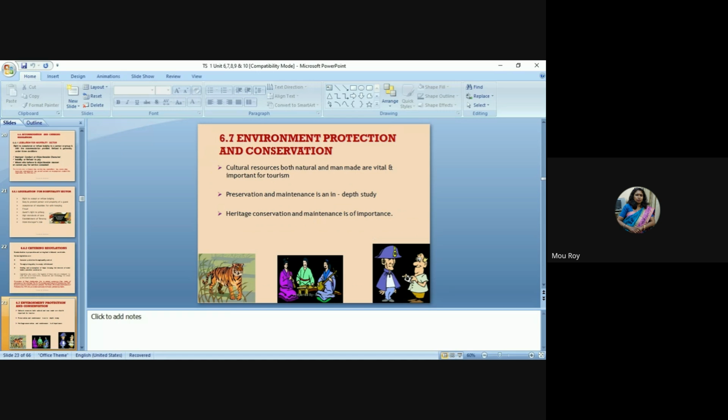Then, as I was telling you, environmental protection and conservation, like cultural resources, both natural and man-made, are vital and important for tourism. So preservation and maintenance is an in-depth study.